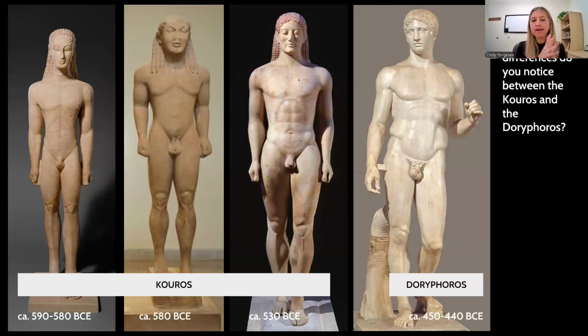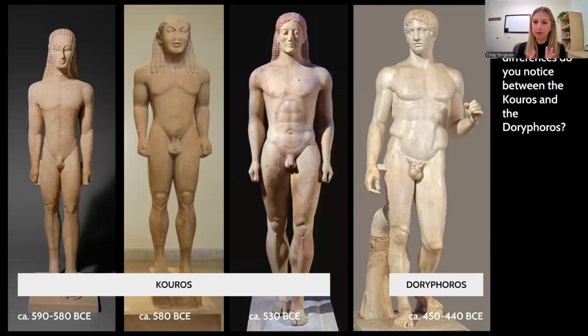So you might notice that on the left, the Kouros figures, again, look very similar. We have this rigid pose. We do have an interest in the accurate depiction of anatomy. We have the foot forward stride. The archaic smile is being incorporated. We have this longer hairstyle. So let's move on to Doryphorus.